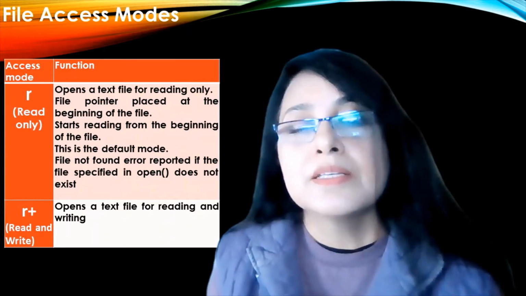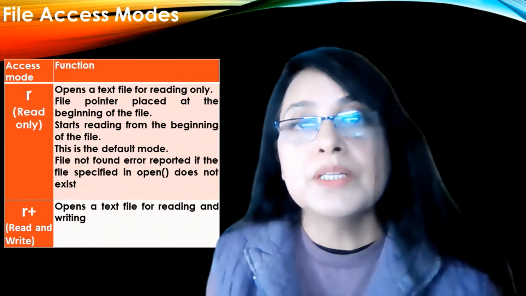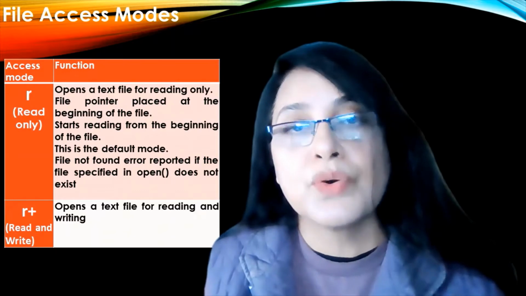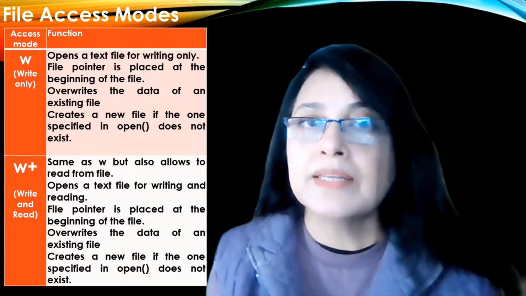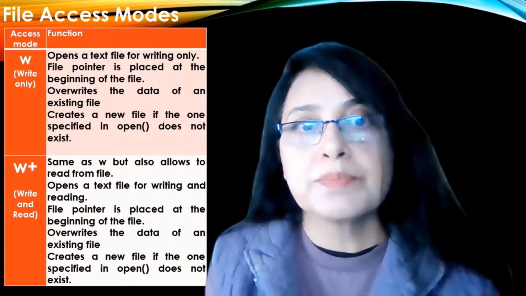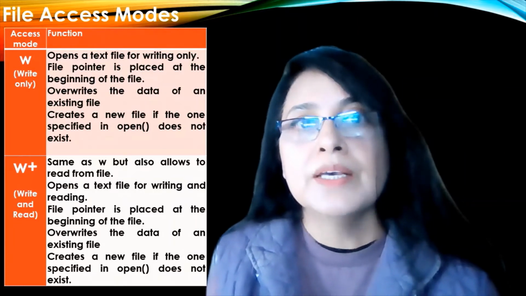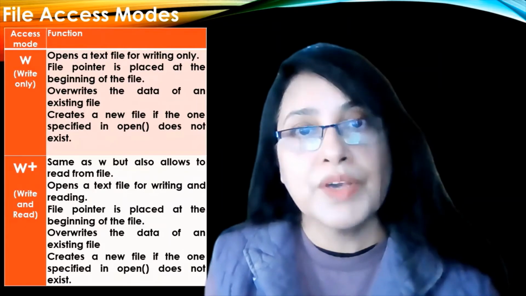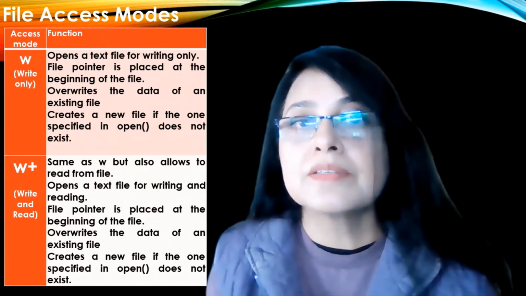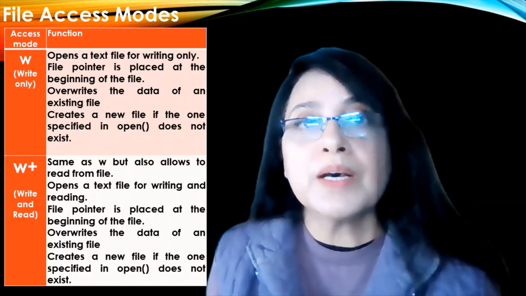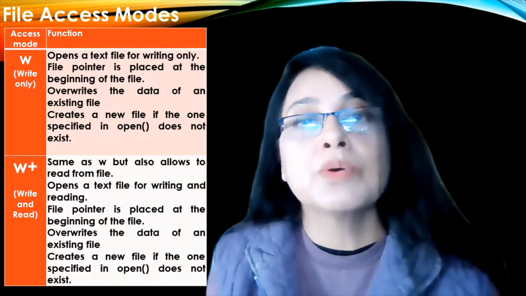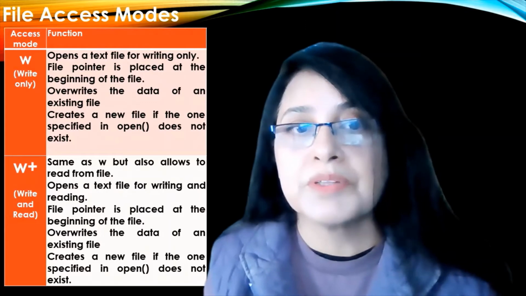R plus is similar to R, only that we can also use it for writing. The W mode opens a file for writing only. Again, the file pointer is placed at the beginning of the file. It overwrites the data of any existing file and creates a new file if there isn't one already. W plus is the same as W, but also allows you to read from the file.